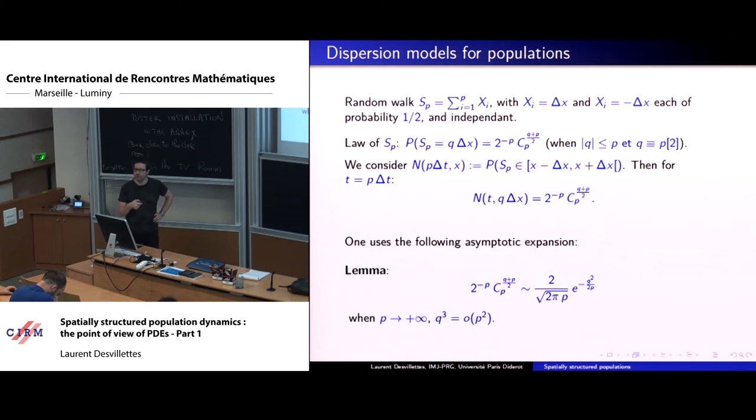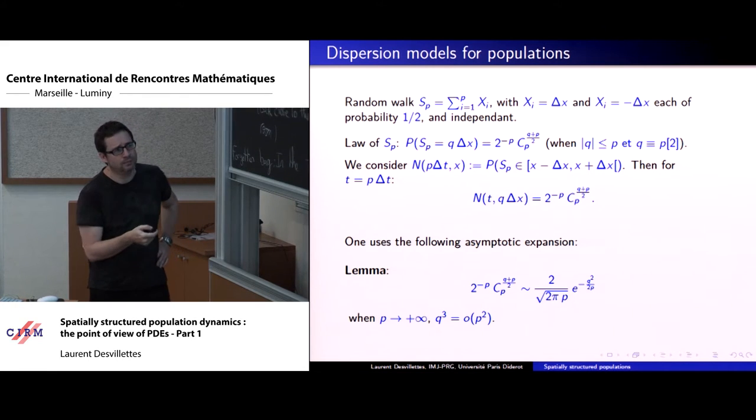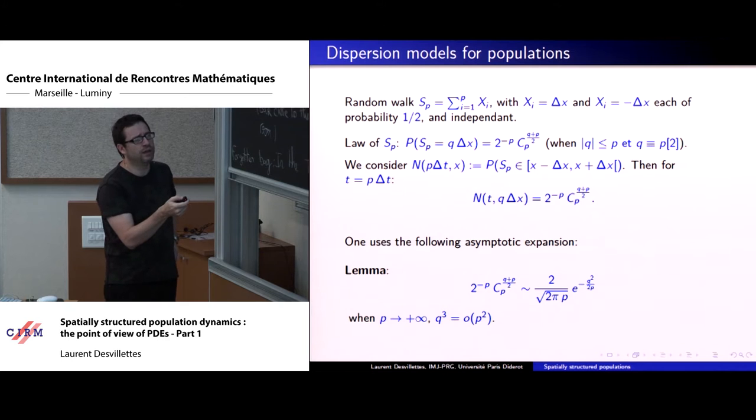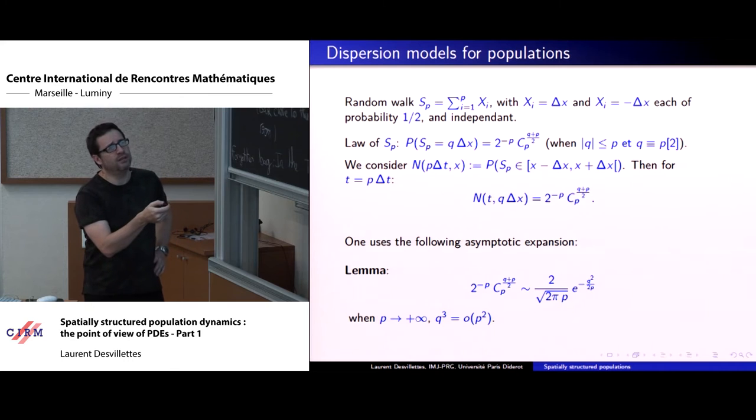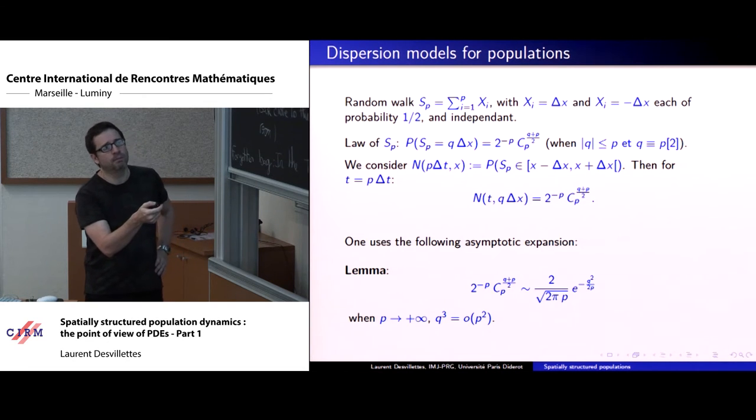When you do the asymptotic expansion, you can check that you need q to the 3 not growing more than p to the square. That is, q to the 3 divided by p to the square has to go to 0. Then you can show that this quantity is just something you already recognize, a Gaussian in terms of q, divided by p.